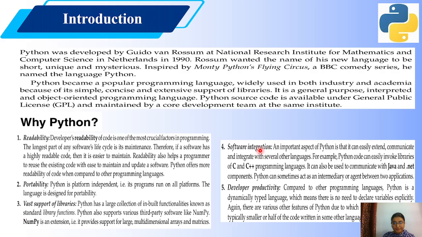Now, the fourth key feature we can say, is software integration. It means that Python can also integrate easily with other languages like C, C++, Java, .NET. This means if some part of your system is already built in another language, Python can still communicate with it. Think of it like being bilingual. You can talk to more people and connect more worlds together. It acts as a bridge, or you can say it acts as an intermediary or agent between two applications.